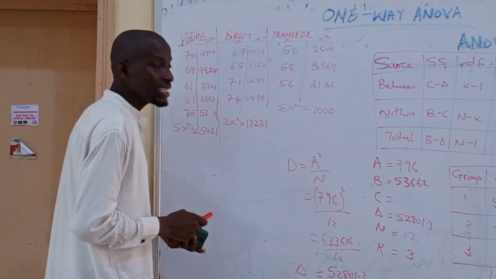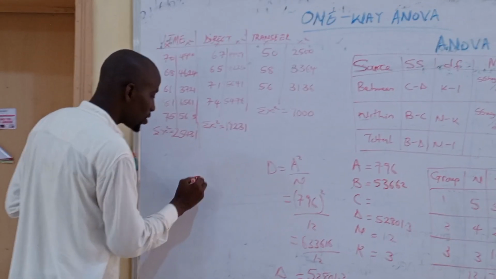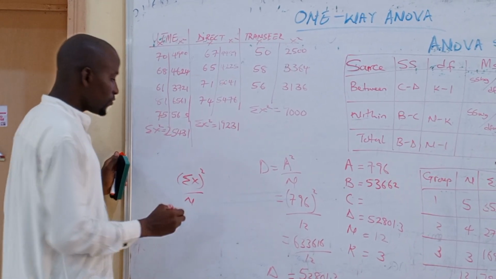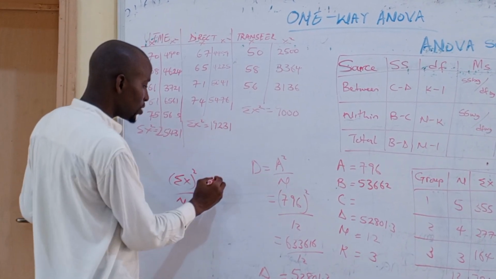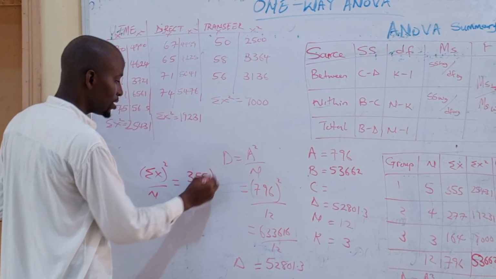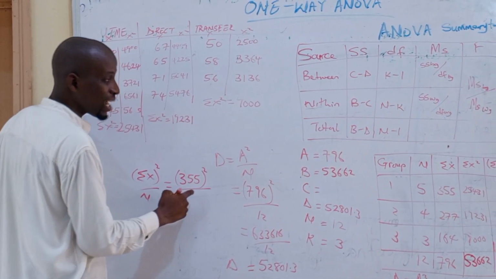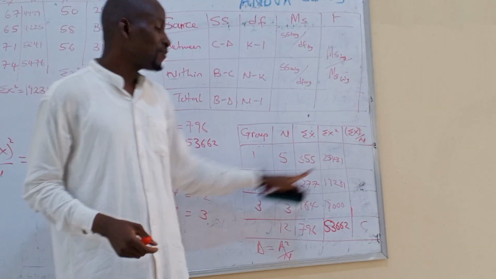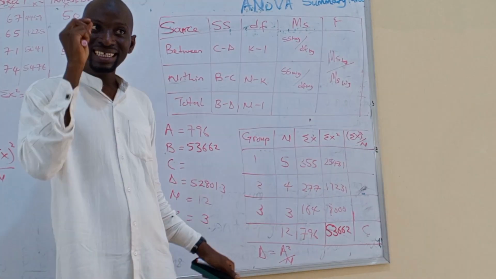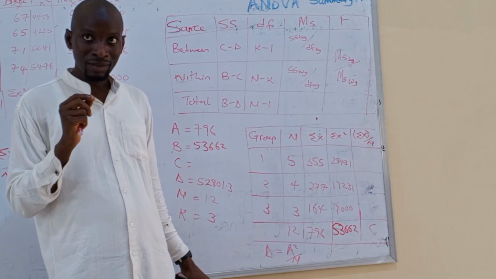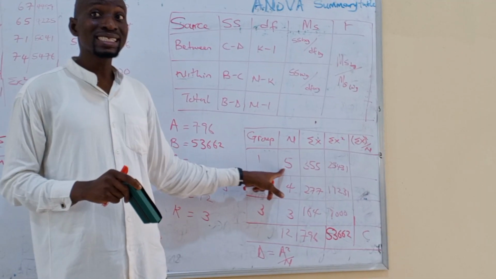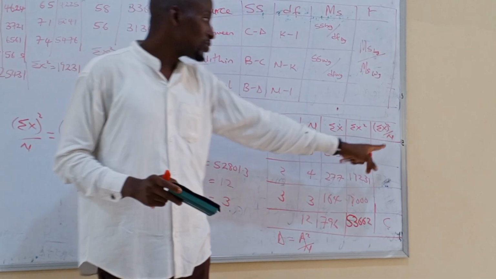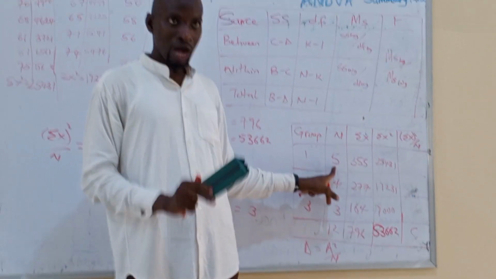So if our summation s is 355, what we only need to do now is summation s squared. We take them one after the other, summation x squared over n for each group. For group 1, our summation s is 355, squared over what's our n? That's how you have to be careful. Our n for group 1 is different from our n for group 2. So you will take each group one after the other, since the n is not the same. Unlike the grand n, which is 12, here we are looking at n individually.